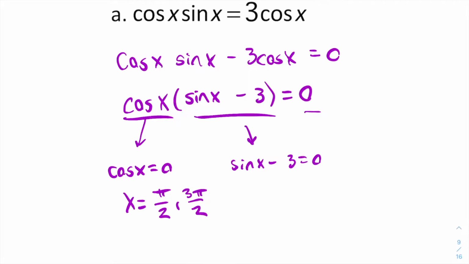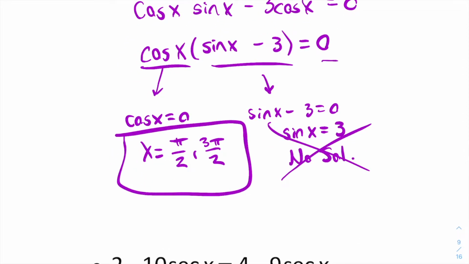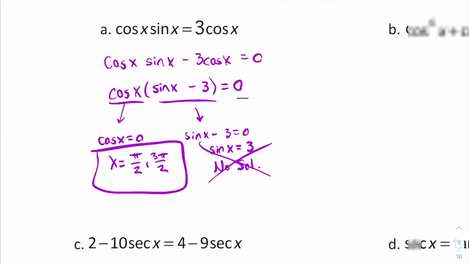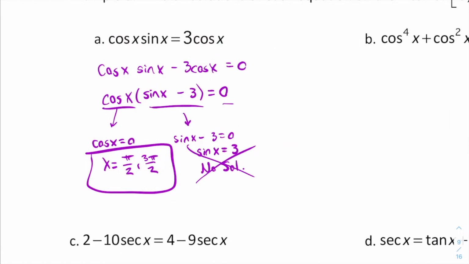And then this next one here would be sine of x equals 3. That's actually outside of the output values. There's no angle you could put in that ever gets 3. So this part has no solution. So the only answers here are pi over 2 and 3 pi over 2. If you want to get real fancy and add on the period to get your infinite answers, you could put pi over 2 plus 2 pi n and 3 pi over 2 plus 2 pi n as well.